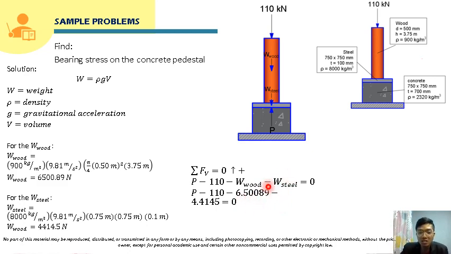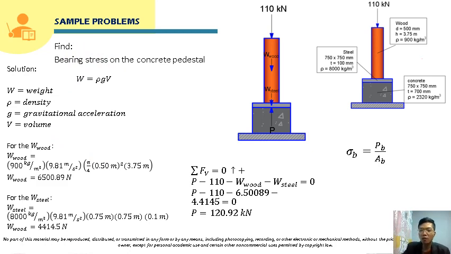Same with the weight of the steel. So the weight of the steel is 4.4145 kilonewton, and that will be equal to 0. Okay, so solving for P, so this will be 120.92 kilonewton. So this will now be the bearing or the compressive force that we are going to use in the computation of the bearing stress.